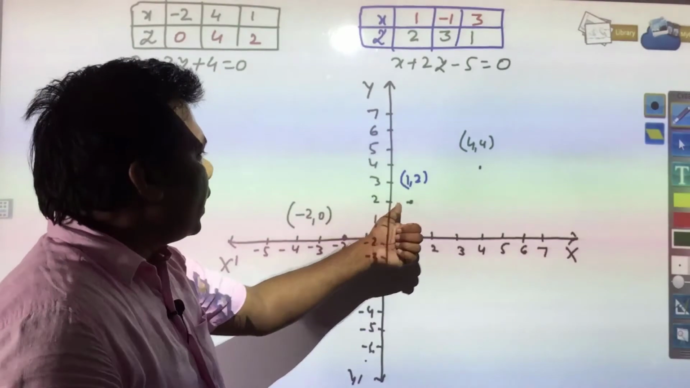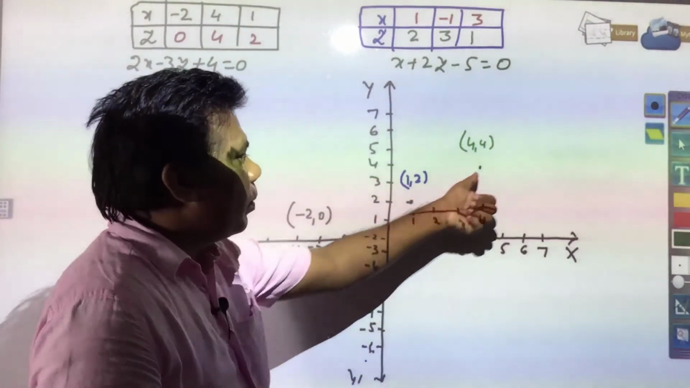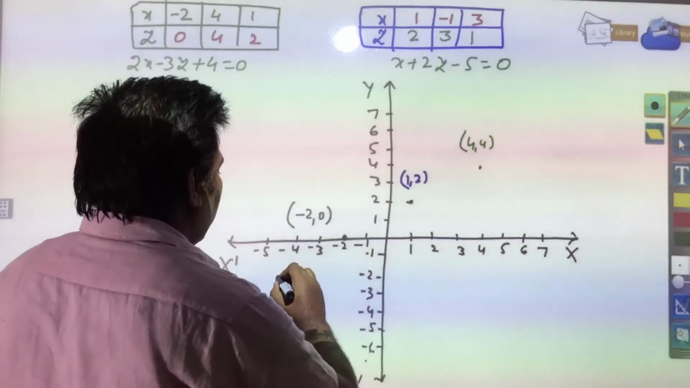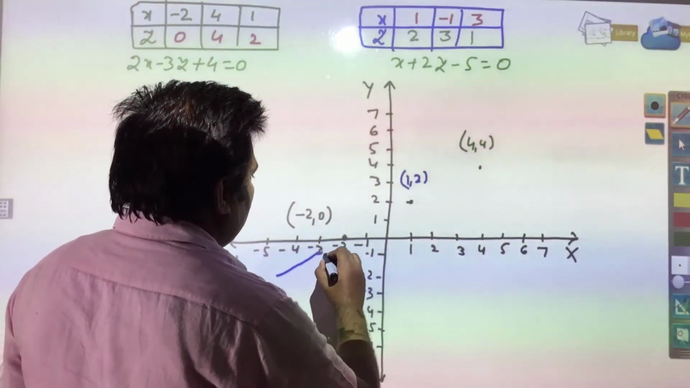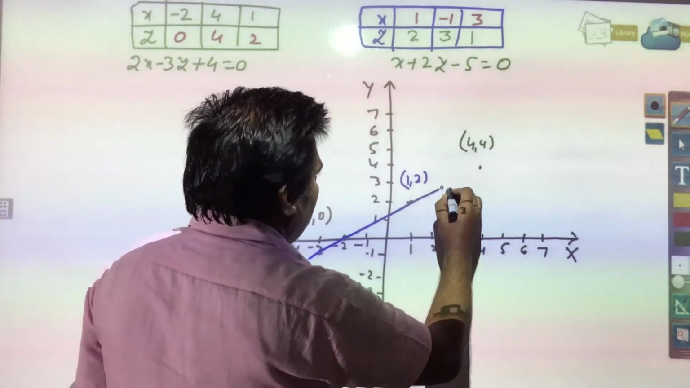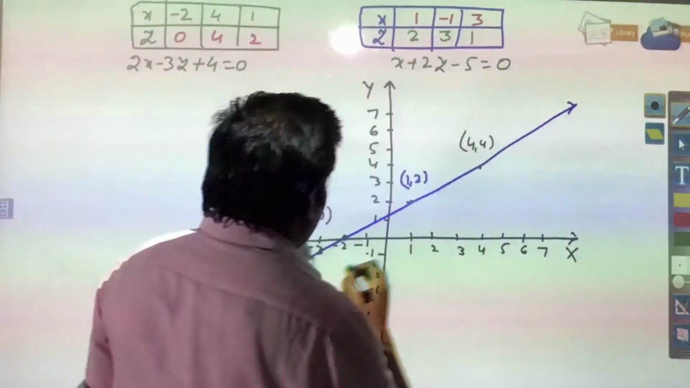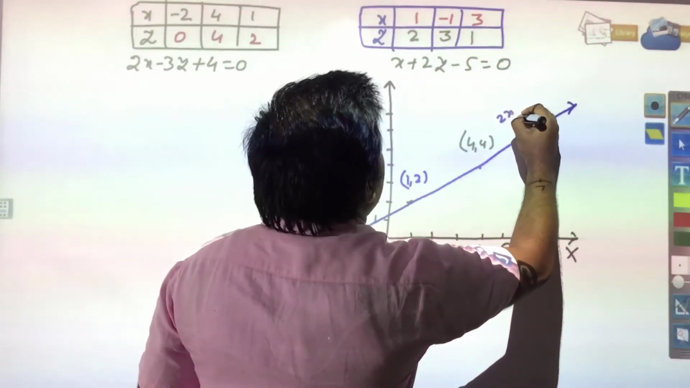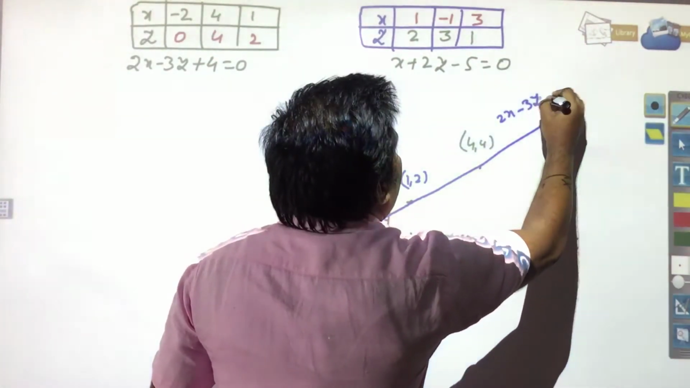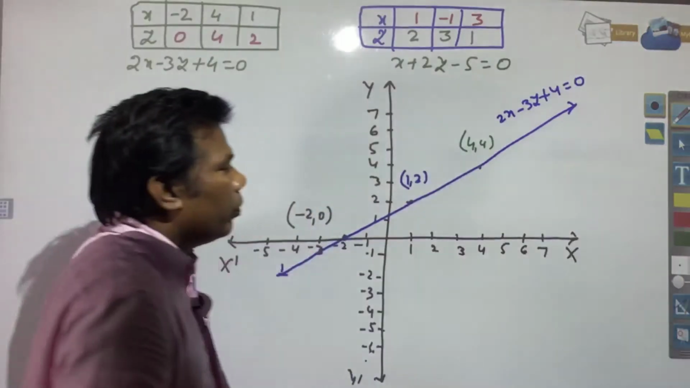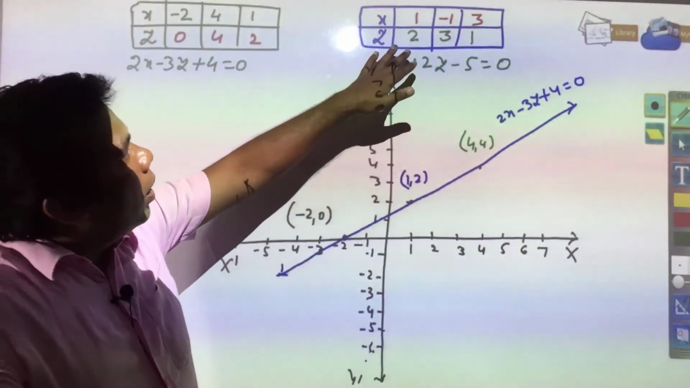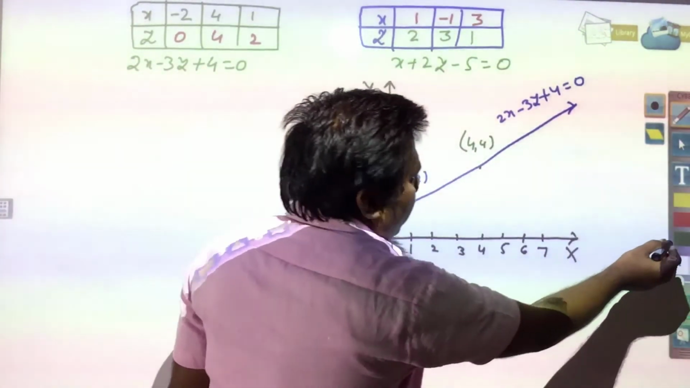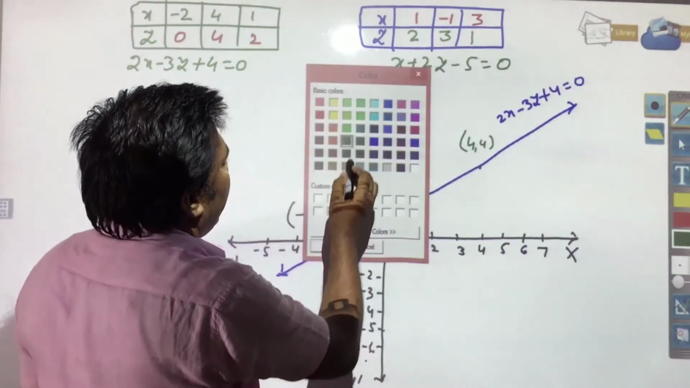Now, these points are required to be joined with the help of a ruler in a proper way. You try to join this. This is your line, and this line is for your equation 2x minus 3y plus 4 is equal to 0. In the same way, for this table you need to plot the line.